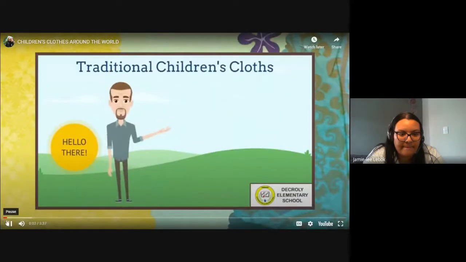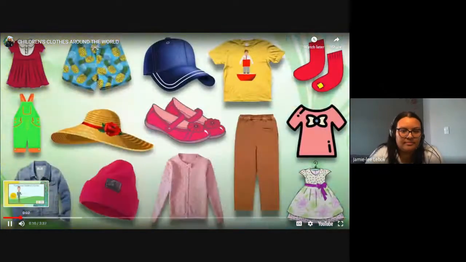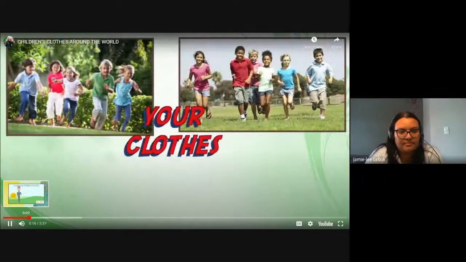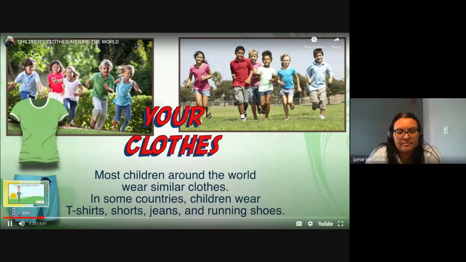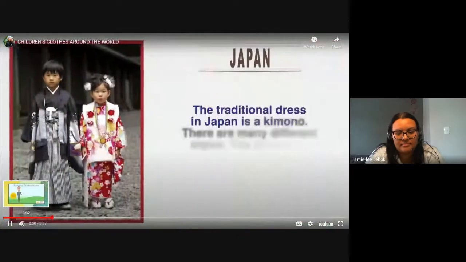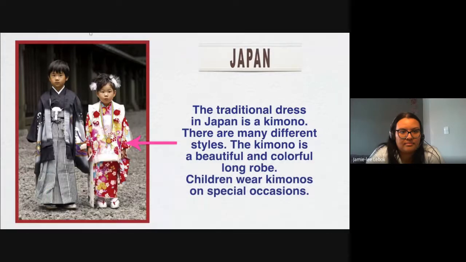Hello there. How are you? Today, we are going to talk about traditional children's clothes. What clothes do you wear at home? Most children around the world wear similar clothes. In some countries, children wear t-shirts, shorts, jeans, and running shoes. Japan. The traditional dress in Japan is a kimono. There are many different styles. The kimono is a beautiful and colorful long robe. Children wear kimonos on special occasions.